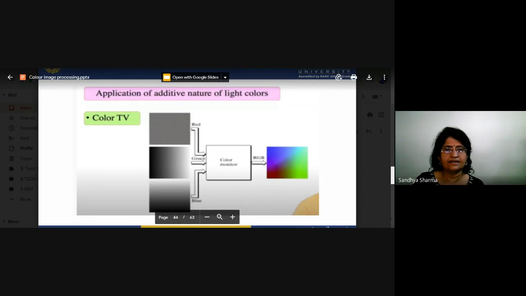Now we will see the application of the additive nature of light color. So what is the nature of light and what is additive color? You can see this is the color TV, with red, green and blue. These are the three shades of color, and these are the color monitor and RGB, the different color patterns.